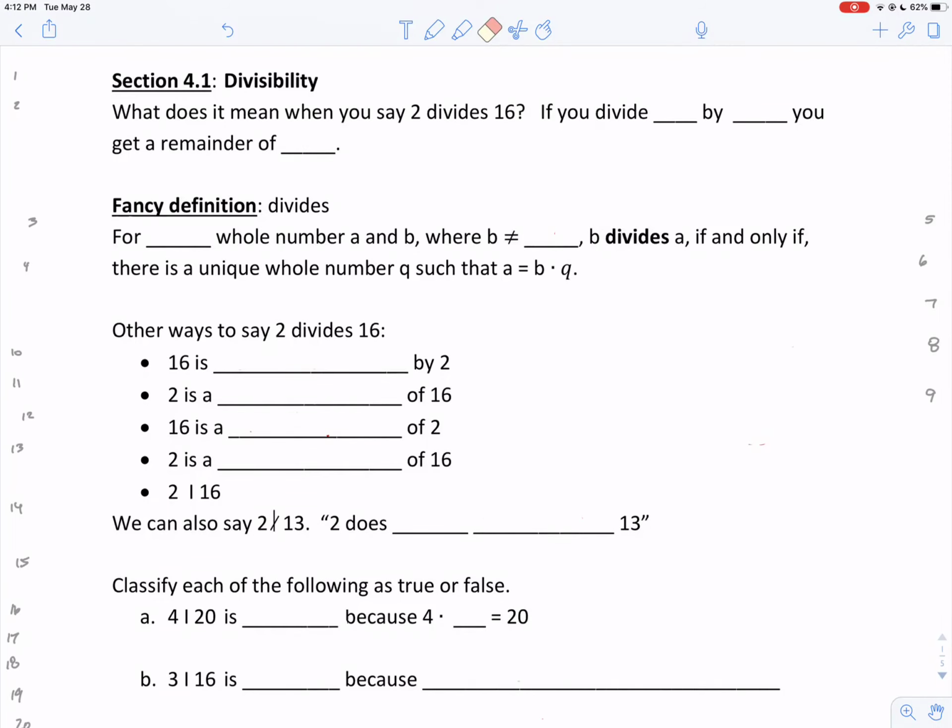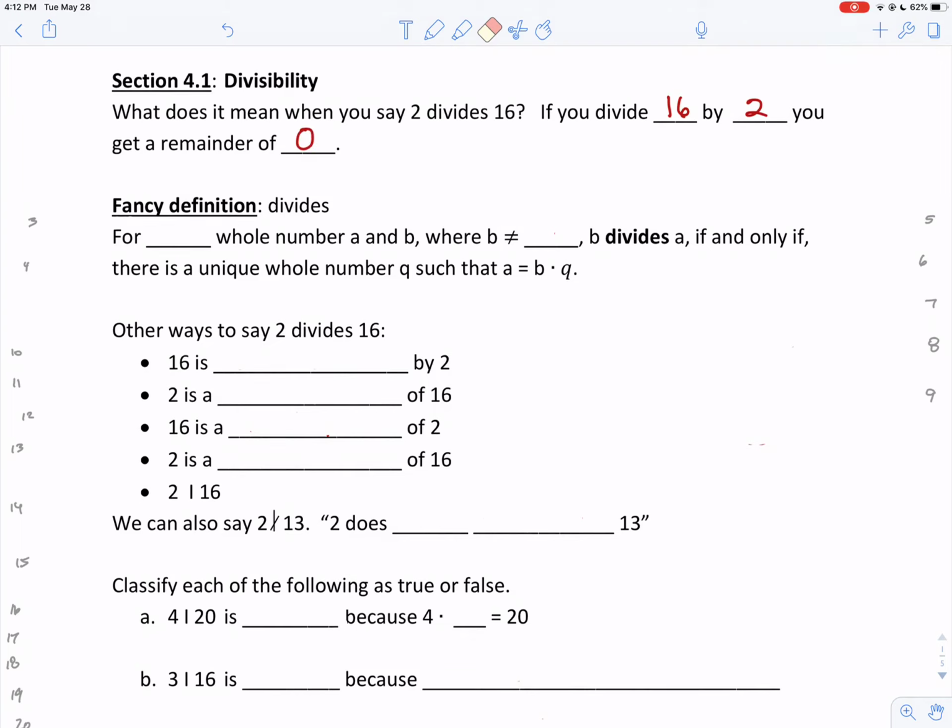In this video, we're going to talk about the definition of divisibility. So what does it mean when you say that 2 divides 16? Well, basically, if you divide 16 by 2, you will not have a remainder. The remainder would be 0.